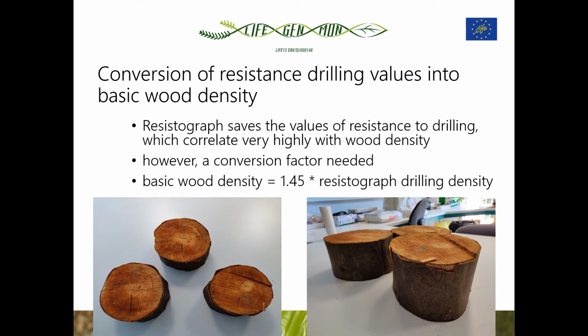The resistance drilling values are not directly values of wood density. They need to be converted first. This is normally done by multiplying the resistance drilling values by a conversion factor. That factor is determined on freshly cut stem discs, which are drilled immediately after felling using the Resistograph device, and then their wood density was measured. So their volume, their weight, and then they were dried in order to determine the basic wood density. The ratio between the drilled values and the actual density is then used to convert the rest of the data into basic wood density. In our case, this was 1.45.